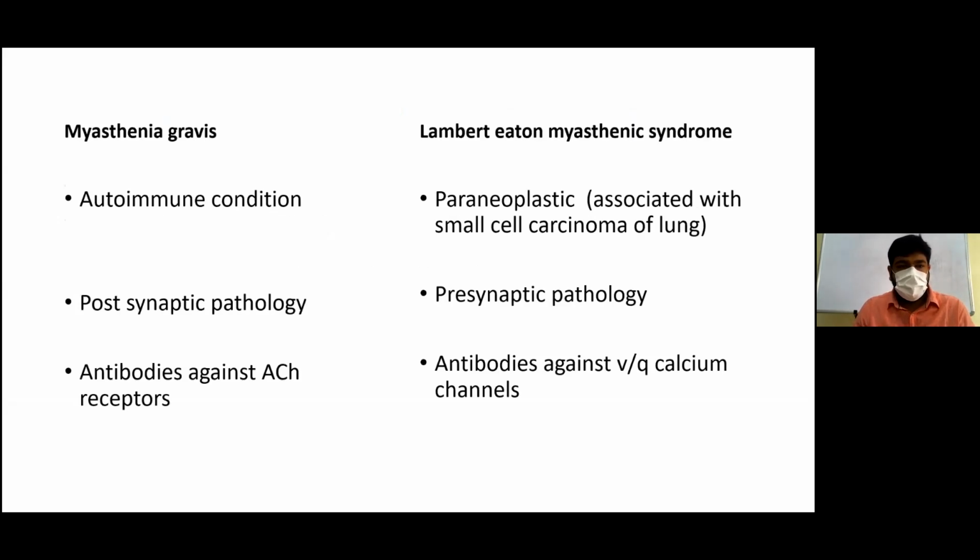These are certain differences between myasthenia gravis and Lambert-Eaton myasthenic syndrome. Myasthenia gravis is an autoimmune condition. Lambert-Eaton myasthenic syndrome is a paraneoplastic condition which is associated with small cell carcinoma of the lung. Myasthenia gravis is a postsynaptic pathology, whereas Lambert-Eaton myasthenic syndrome is a presynaptic pathology. In myasthenia gravis, antibodies are usually formed against the acetylcholine receptors. In Lambert-Eaton myasthenic syndrome, antibodies are formed against the voltage-gated calcium channels.